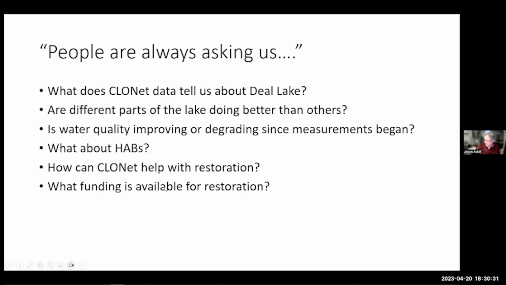I'm not going to talk about the last point, but I do have some information to share outside of the talk if people are interested. But I understand Deal Lake, as Steve said, has gotten lots of money for restoration and is starting a new big grant as well, I believe.